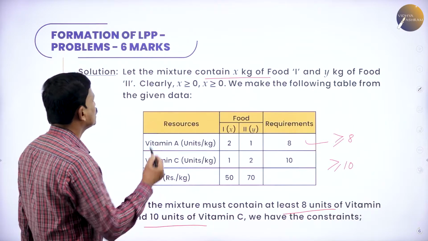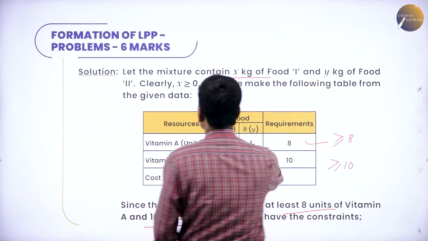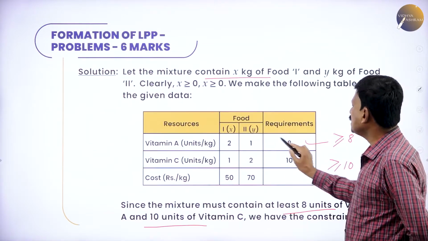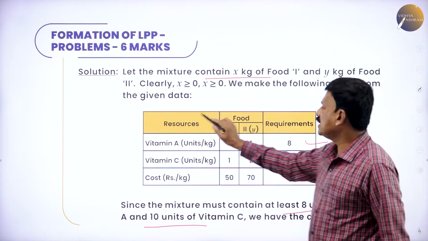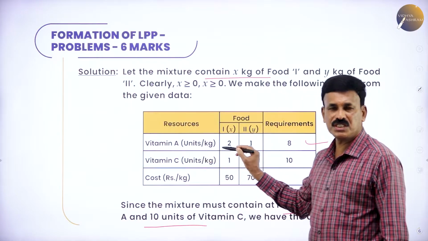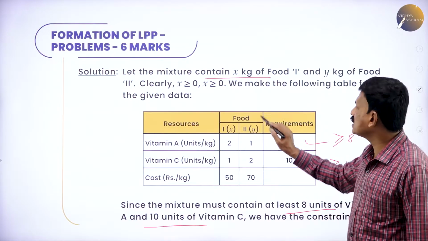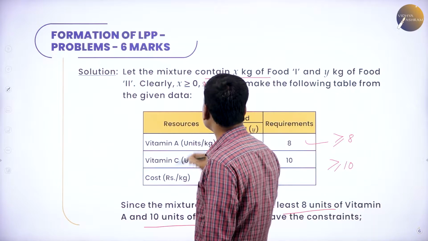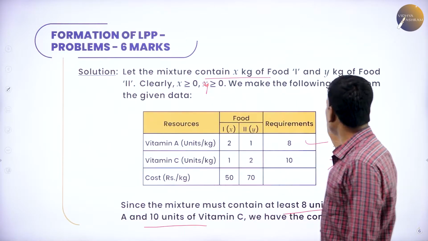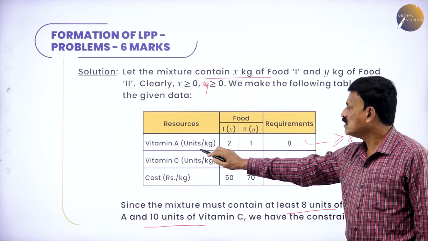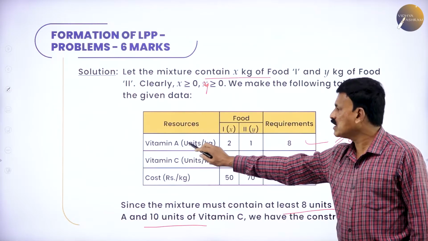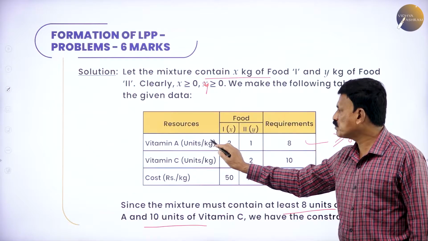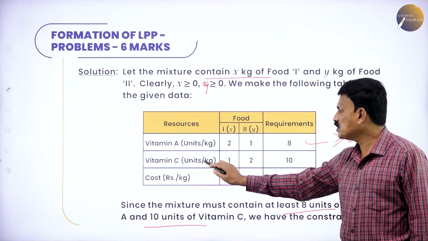I will explain once again. Let the mixture contain x kg of food 1 and y kg of food 2. Clearly the non-negative restrictions are x greater than or equal to 0 and y greater than or equal to 0. So we make the following table. The resources available are vitamin A and vitamin C, in units per kg.